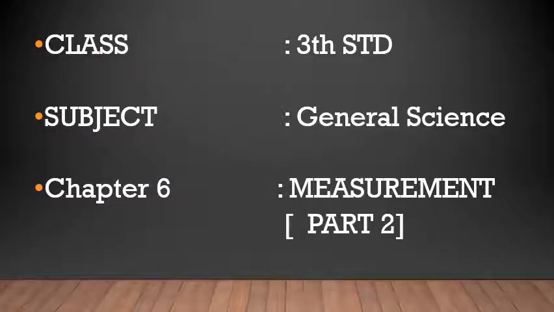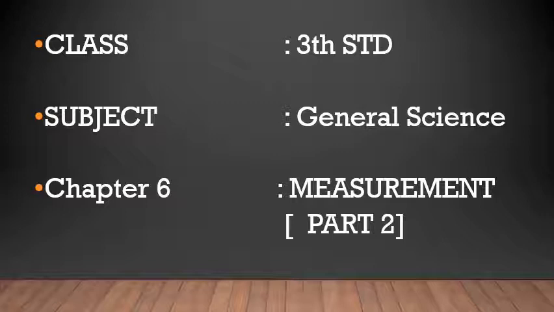The following video is for class 3, subject General Science, chapter 6, measurement, part 2. In part 1 of this lesson, we learned what is measurement. Measurement is the process that uses numbers to describe things based on what we can know about them. It is nothing but the act of knowing the size, length or distance of something. That is what we learned in the previous video, right?